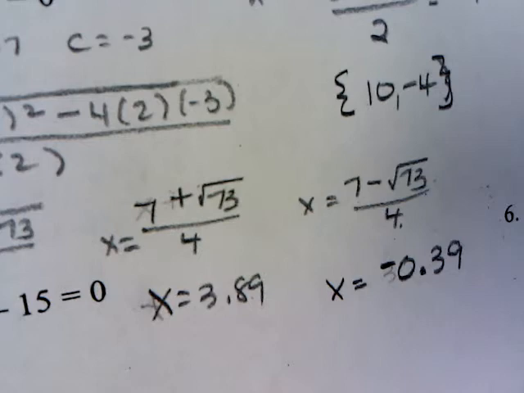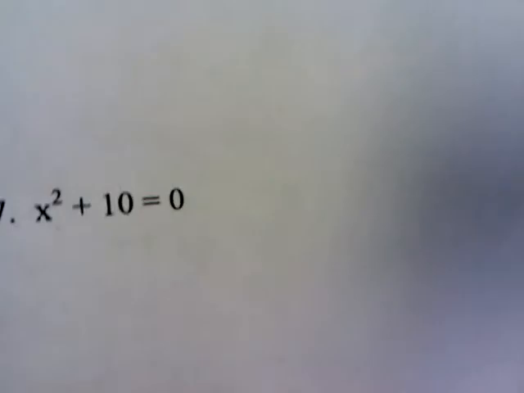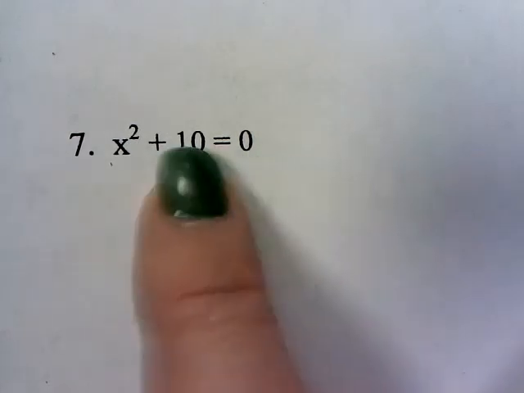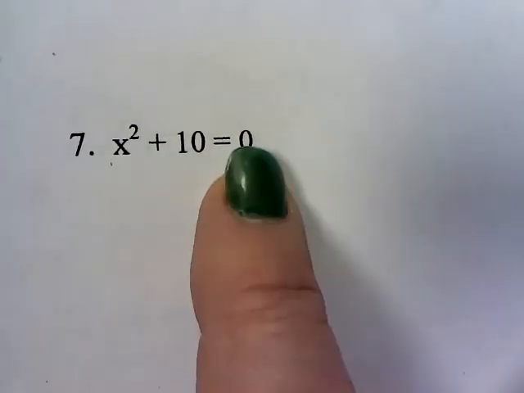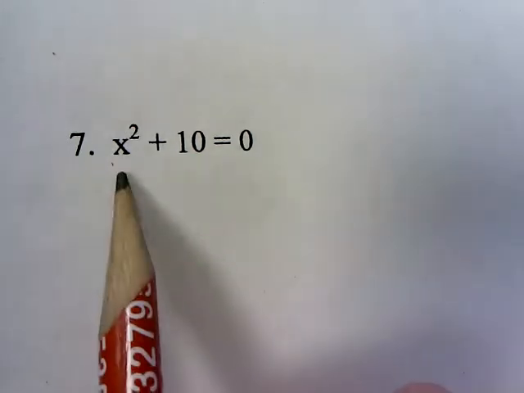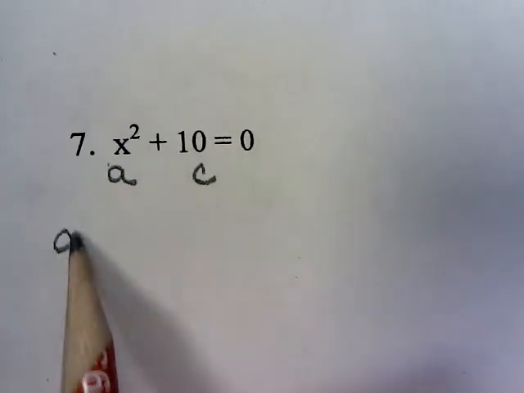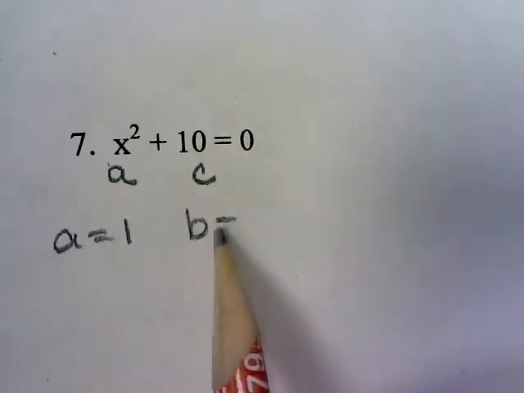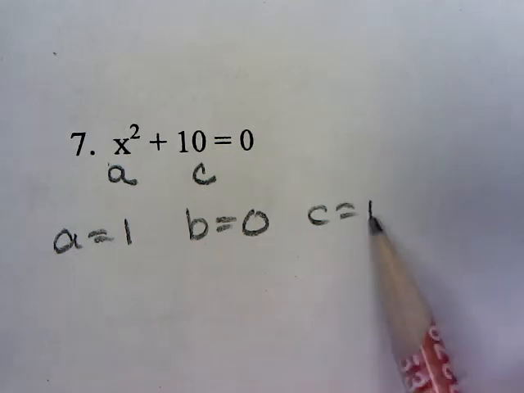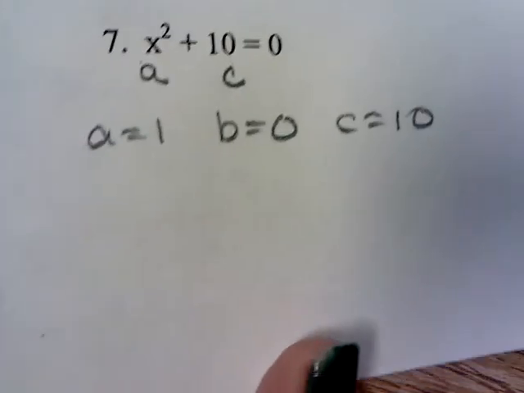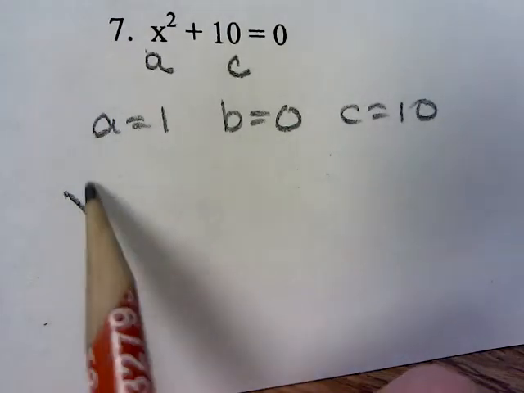Now, the only thing different is number 7. On number 7, you notice that when I'm going to go ahead and get my A, B, and C, I'm missing somebody. You have to remember that my B term is BX. So what is here is A and C. There is no B because C is my constant. So my A is 1, my B is 0, and my C is 10. Does that change my formula? No.